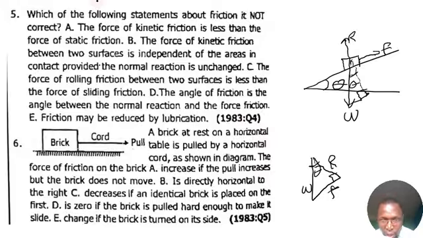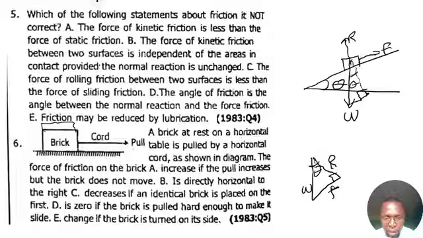Then C says the force of friction on the brick decreases if an identical brick is placed on the first. Is that possible? If we place another brick on this first one, it's saying that the force of friction will decrease. That's not true. The force of friction should increase because the weight is increasing, not decrease. So C is not correct.